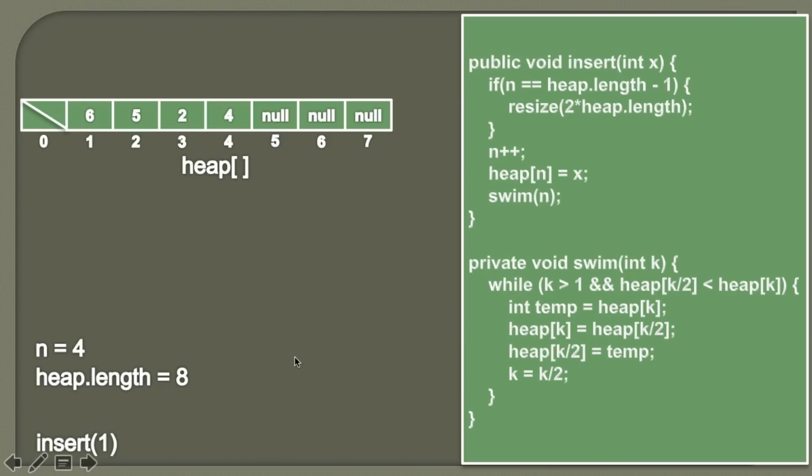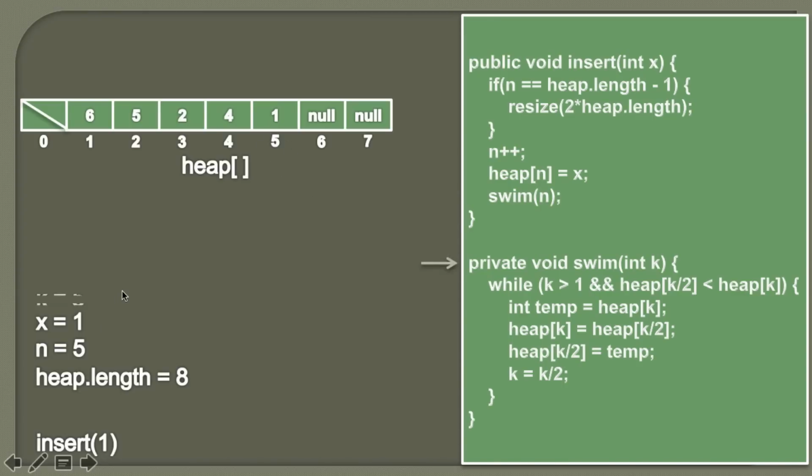Now let's say we insert 1. So x becomes 1. Here the value of n is 4 and it is not equal to heap.length minus 1, which is 7. So the condition in if block comes out to be false. Now as we are inserting 1, we'll first increment the value of n by 1. And at index 5, we'll simply assign the value which we want to insert. So it looks something like this. And then we'll simply perform the bottom up reheapify at index 5.